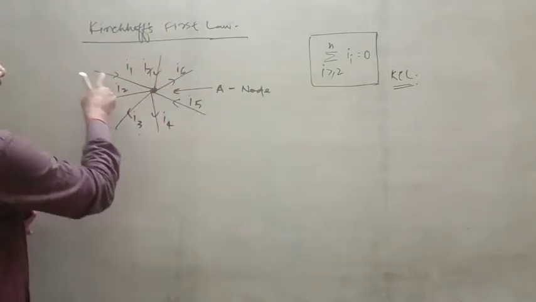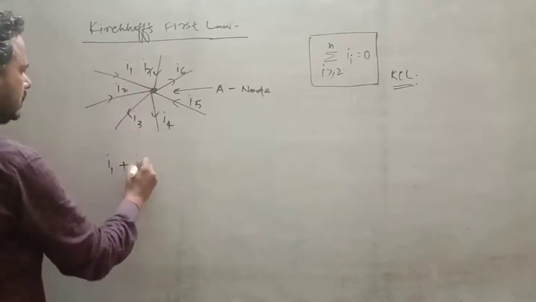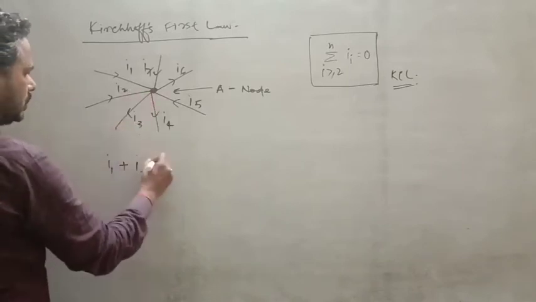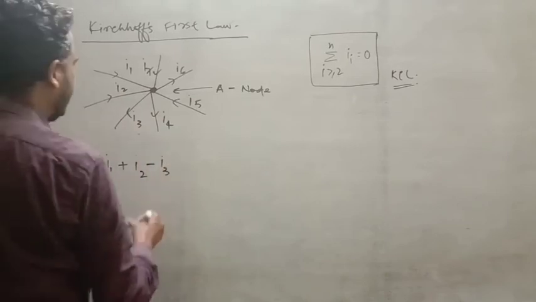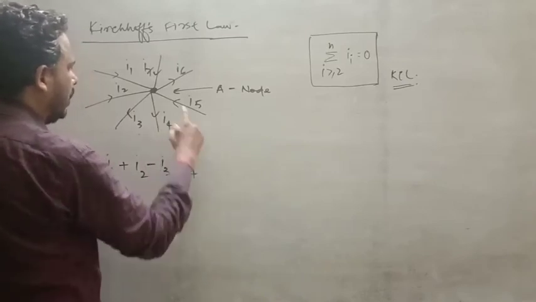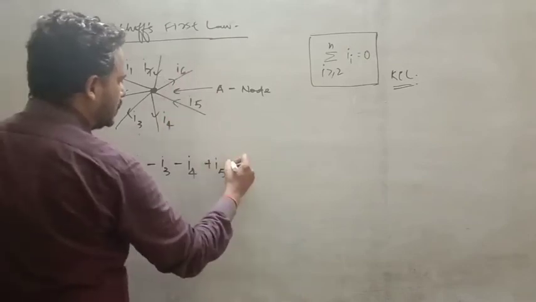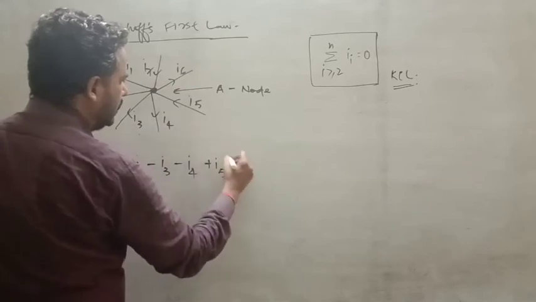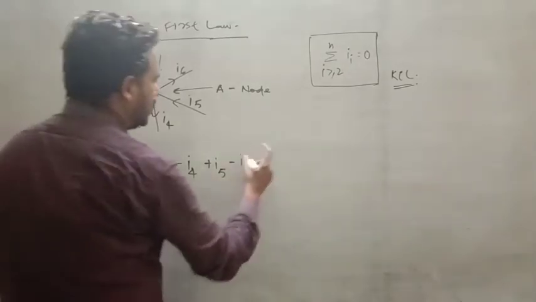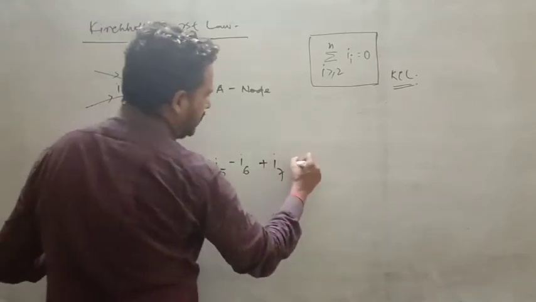So you just take here I1. I1 is incoming, that is positive. I2 is also coming towards this node A, so this one is also positive. Now I3 is going away from this node, so this one is negative. I4 is also going away, so I4 is negative. I5 is coming, positive. I6 is going outside, away from node A, so negative. And what about I7? It is coming at node A, so that would be positive. All these sum, this is the algebraic sum, and this is equal to 0.